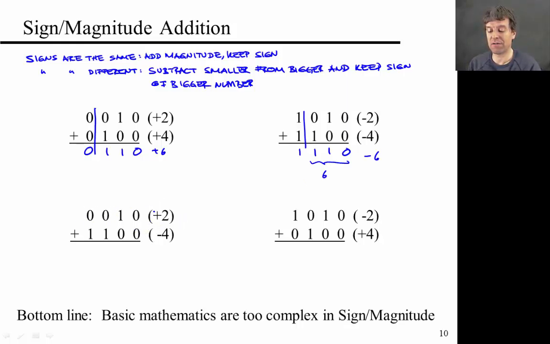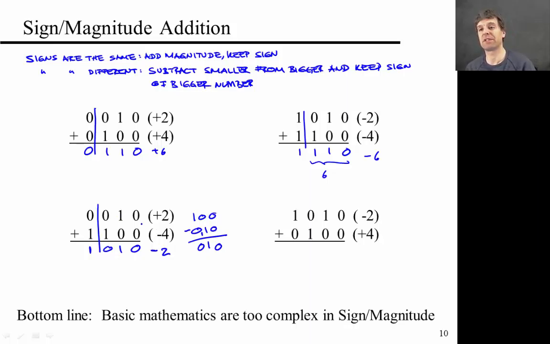Now this is a little trickier. Now we have 2 minus 4, so 4 is actually the bigger magnitude, so that's the sign that we're going to keep. So the result is going to be a negative number starting with a 1, and then you have to subtract the 2 from 4, so you're going to do 1, 0, 0 minus 0, 1, 0. 0 minus 0 is 0. Here, 0 minus 1 is 1, carry 1. 1 minus 1 is 0, so this is 0, 1, 0. And this is, in fact, minus 2.